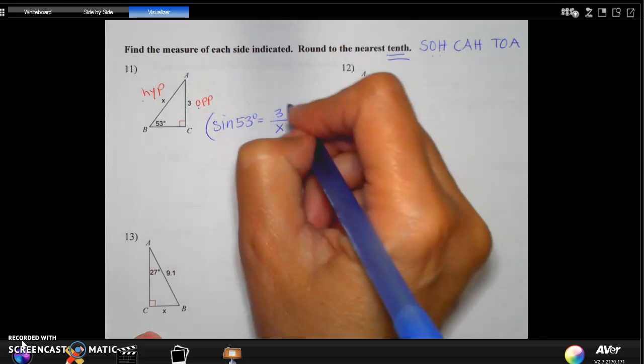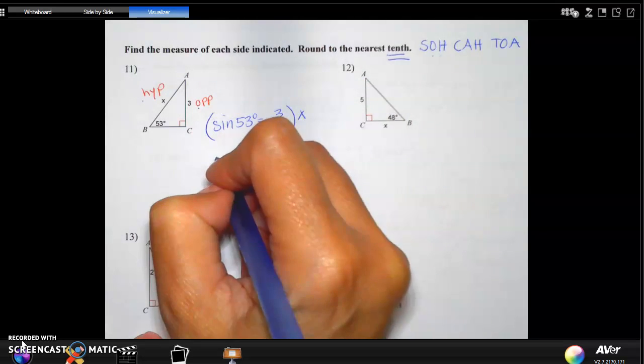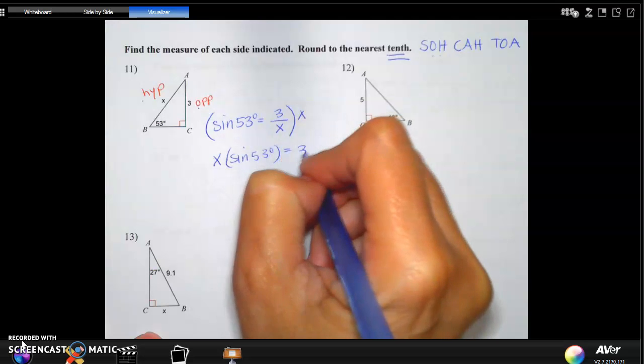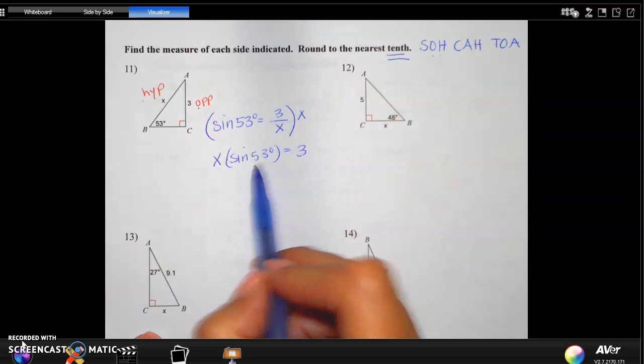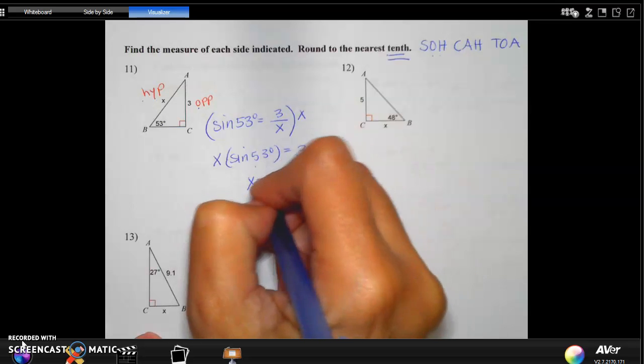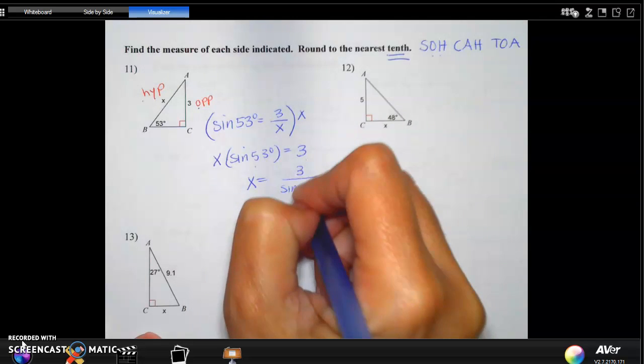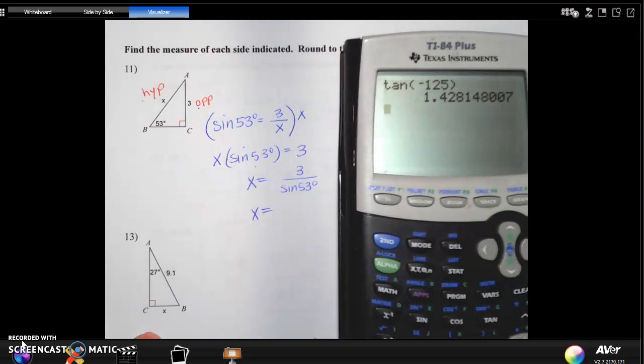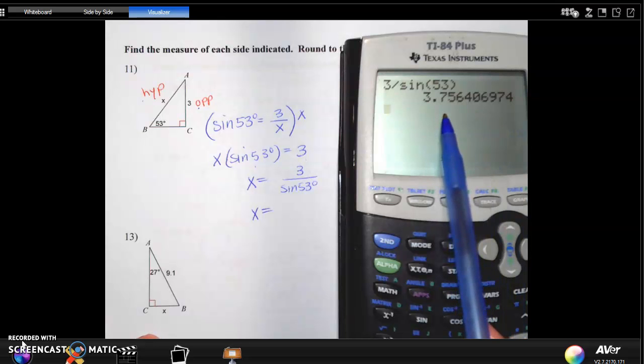So now we want to solve for x, so we're going to multiply both sides by x. So we have x times the sine of 53 degrees equals 3. And then we need to move this over here, so we're going to do that using division. So we have x equals 3 over the sine of 53 degrees. So our final answer there with our calculator, we're just going to say 3 divided by sine of 53. Close your parenthesis. And the answer you get is 3.756. We're going to round to 1 decimal place, so we're going to call that 3.8.